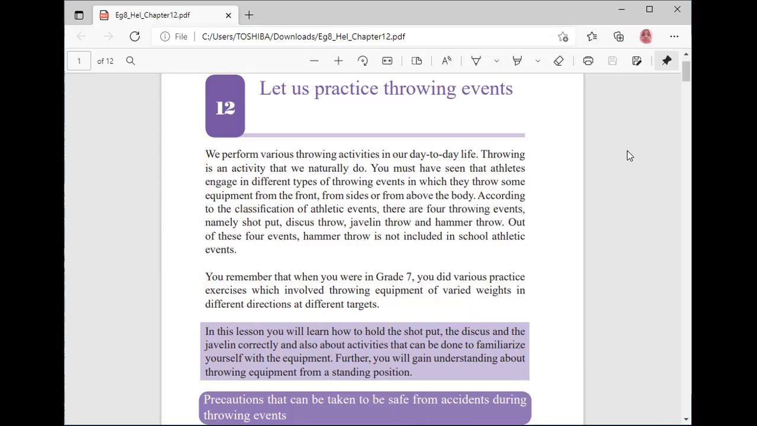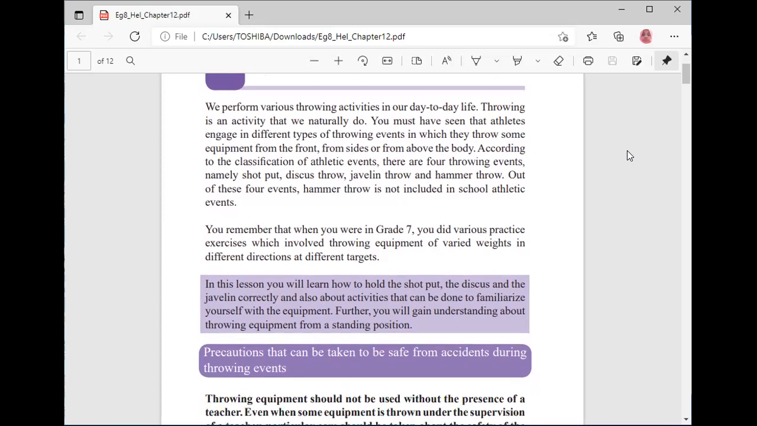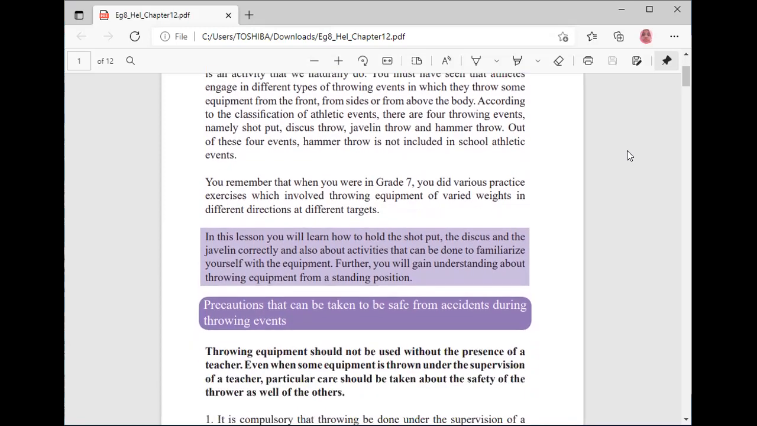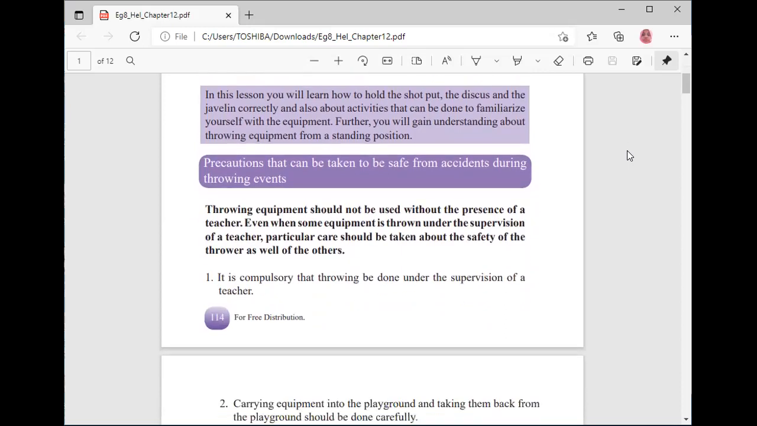According to the classification of athletic events, there are 4 throwing events, namely shot put, discus throw, javelin throw, and hammer throw. Out of these 4 events, hammer throw is not included in school athletic events. Other than the hammer throw, all the other throwing athletic events are included in school events.